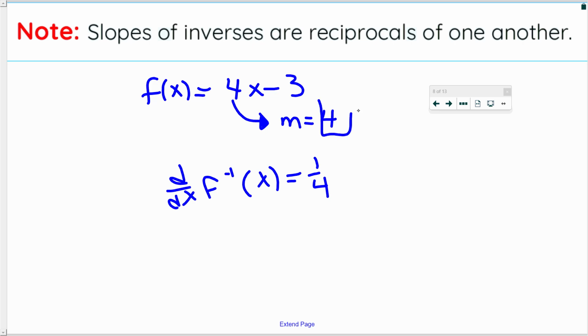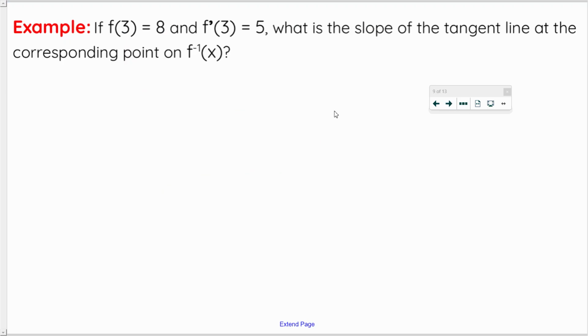So the slope of f of x was 4. The slope of f inverse of x is 1 over 4. So we can store that away as a little shortcut to use. Let's try another example. Okay, so we have f of 3 equals 8, f prime of 3 equals 5. What is the slope of the tangent line to the corresponding point on f inverse of x?